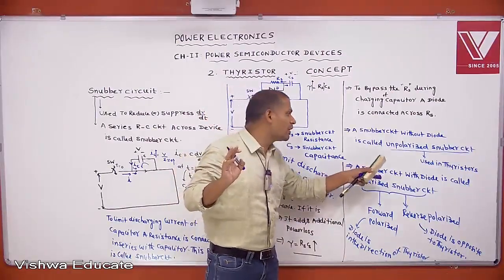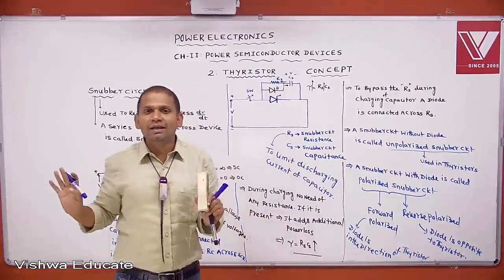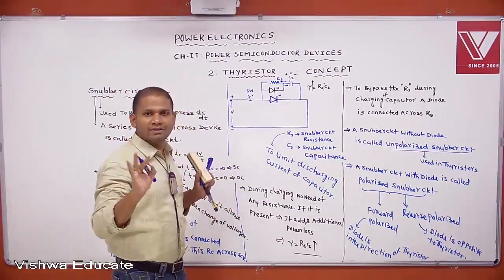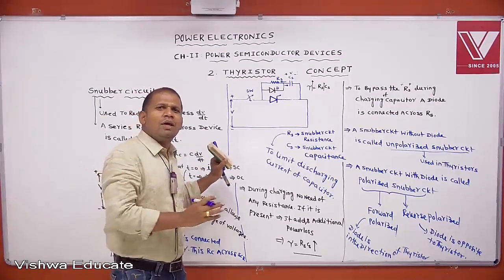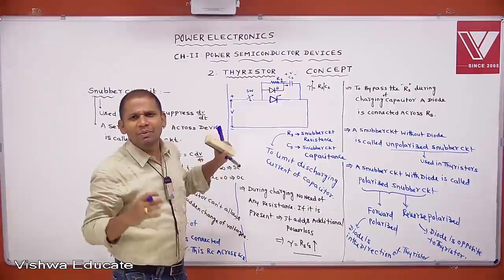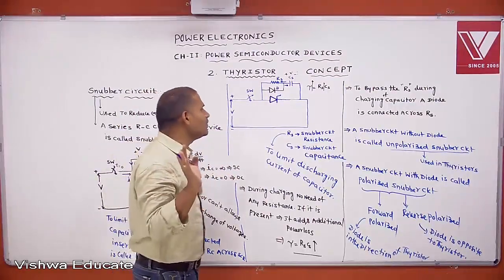When you can use unpolarized and when you can use polarized snubber circuit, that you concentrate on. But generally, in thyristors we can use unpolarized snubber circuits. Polarized snubber circuits have applications in BJT and IGBT, but mainly in thyristor protection we use unpolarized.